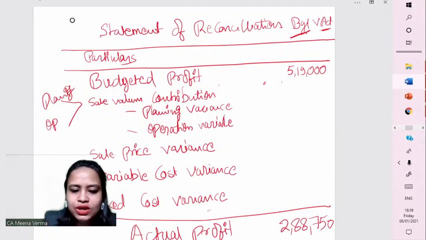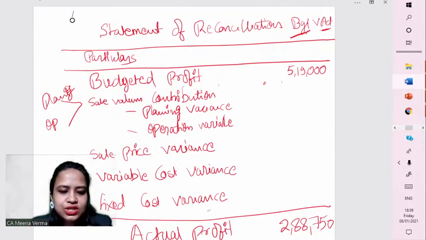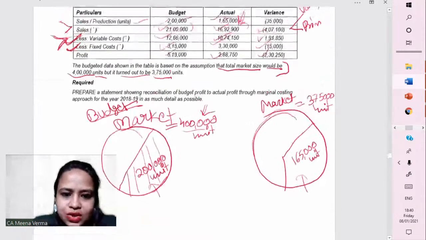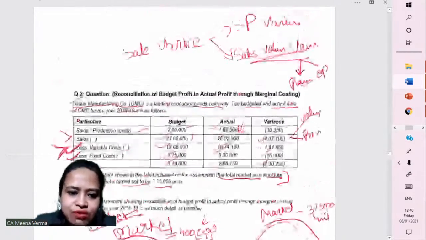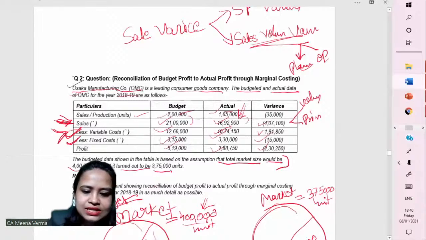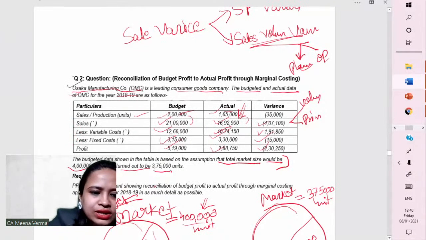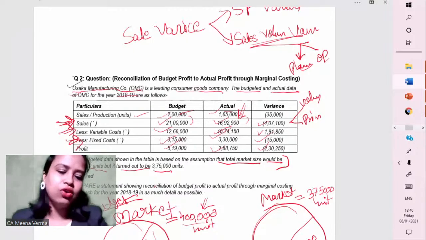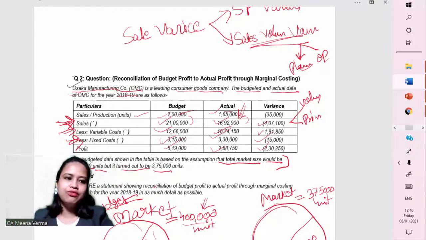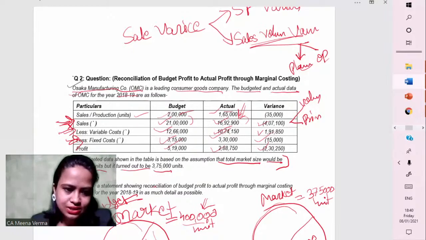So in this question, you can see that if you want to prepare this reconciliation statement, you have to consider three things: sale, variable cost, and fixed cost. The variance which arises due to sale, the variance which arises due to variable cost, and the variance which arises due to fixed cost, right? Because we have all three pieces of information, okay, for which we will find variances.